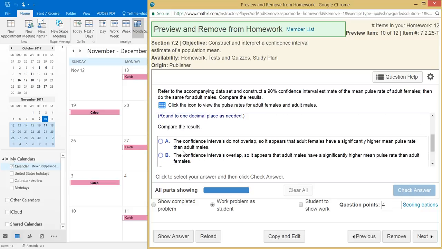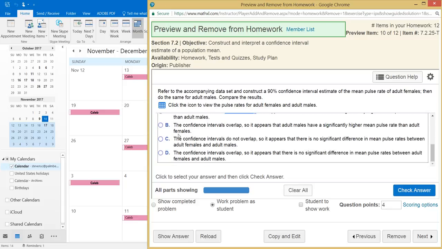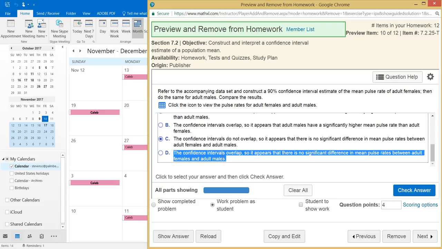Okay, so let's see which one it is. They all start the same. The confidence intervals do not overlap, right? That's correct for us, so it could be A. The second one says the confidence intervals overlap. That's wrong, so it's definitely not B. C says the confidence intervals do not overlap, so C could be our correct answer. So A and C are the two that could be our answer. The confidence intervals overlap? No. So it's definitely going to be either A or C.